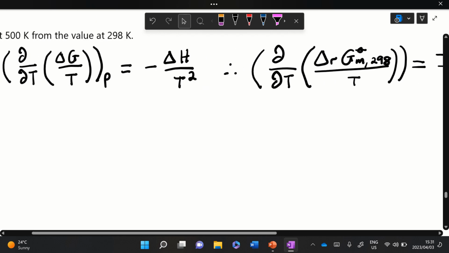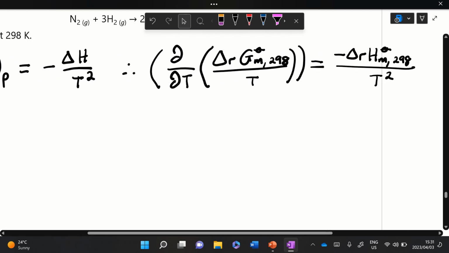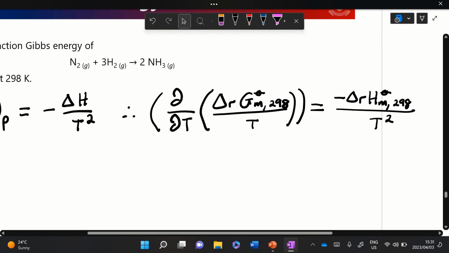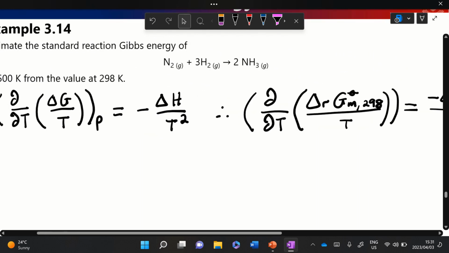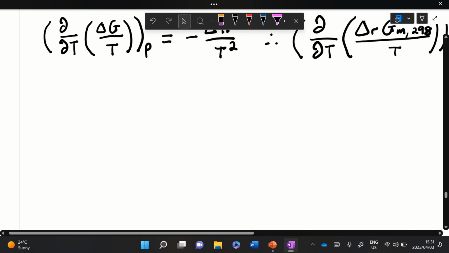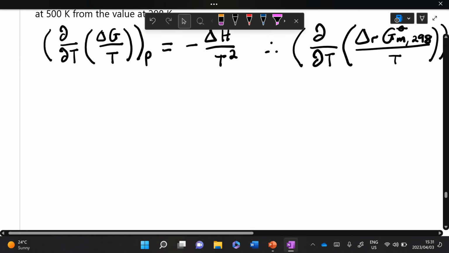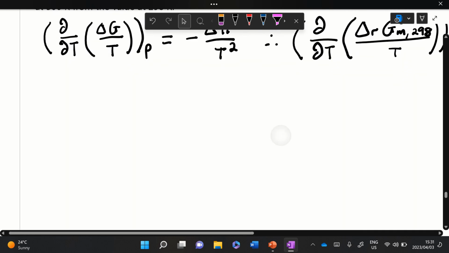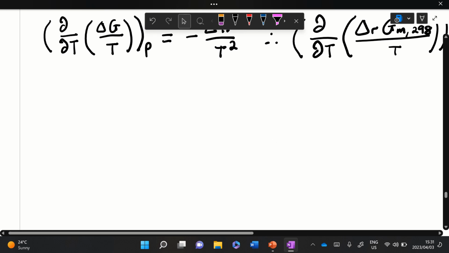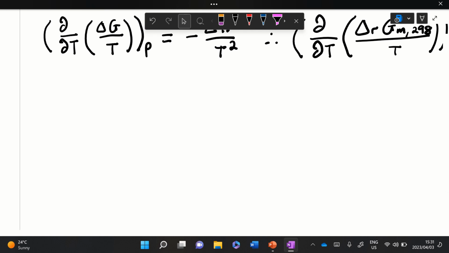But I'm just going to use the shorthand, so you know that delta G and delta H represent that for the reactions, so that we don't have a messy notation. Okay, so we're using this form. Now essentially what we want to do first is write it in a differential form so that we can integrate that differential form and work at two different temperatures.